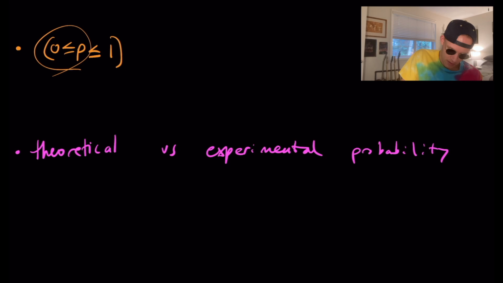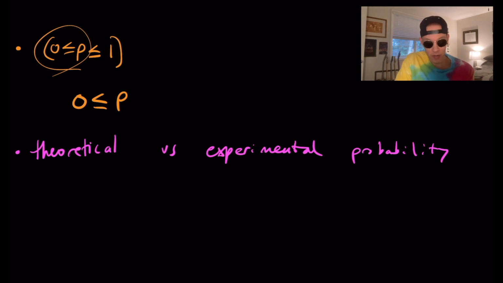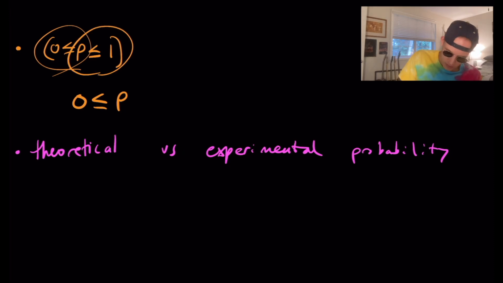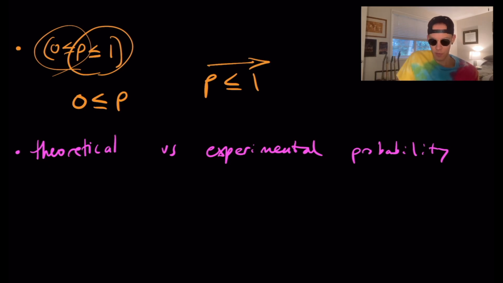Here, we'll look at that left side of that inequality, which is 0 is less than p, or if we read it right to left, that says p is greater than or equal to 0. So the probability has to be greater than or equal to 0, or greater than or equal to 0%. And then this part over here, p is less than or equal to 1. We can read that left to right, and it says that the probability of something happening has to be less than or equal to 1, or less than or equal to 100%.